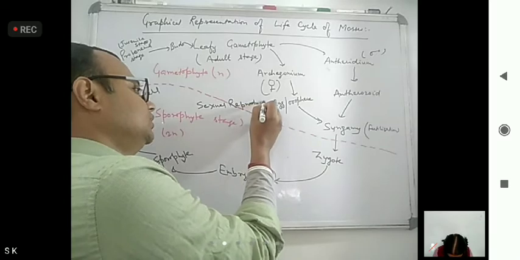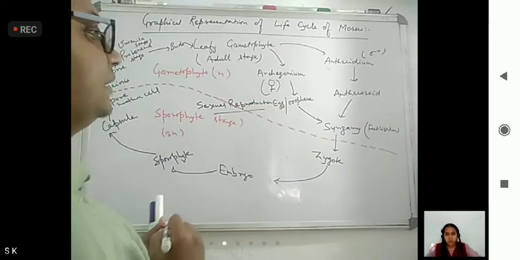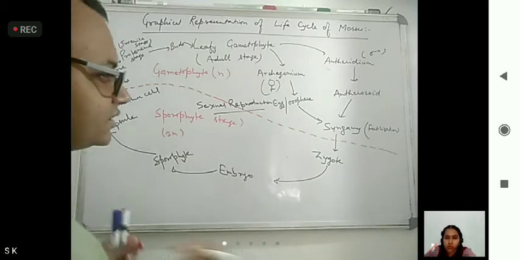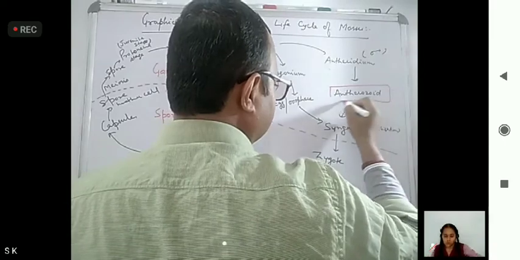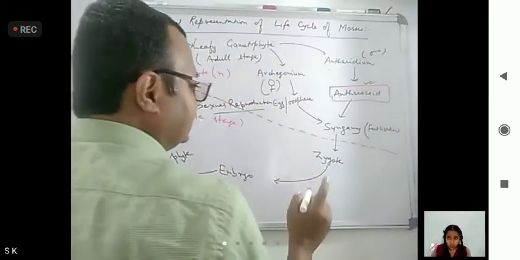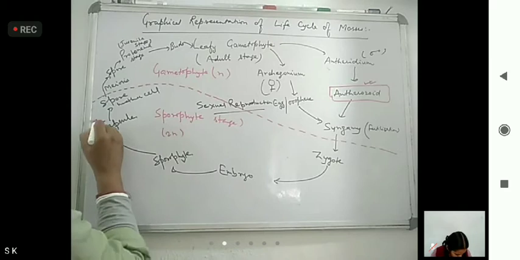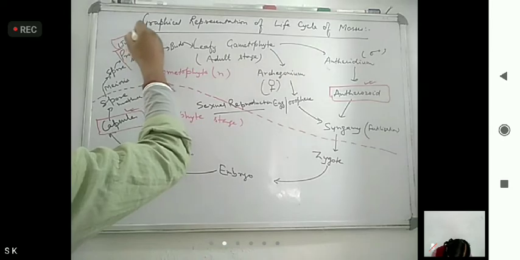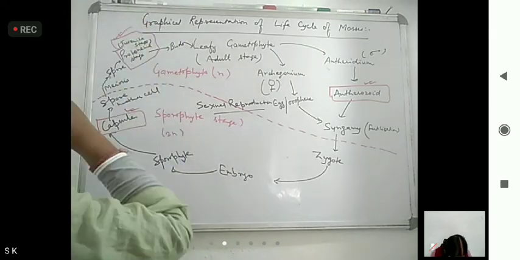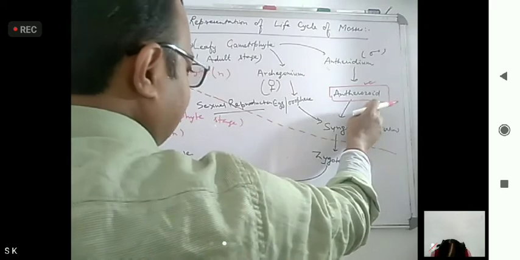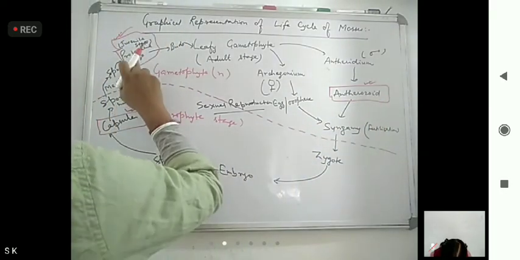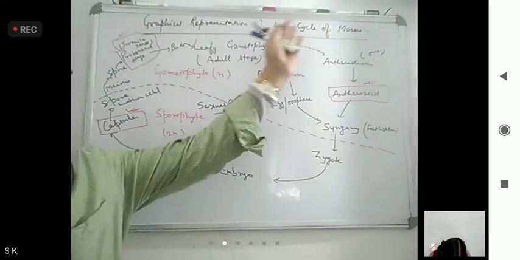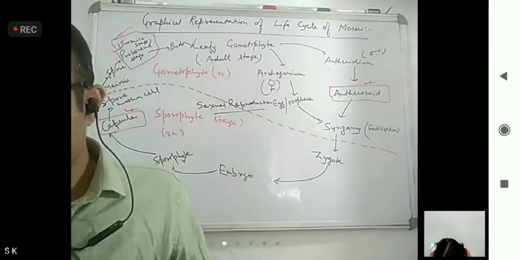Now many times I have seen this graphical representation in the medical exam. Here they remove something and ask to fill in the blank. They also remove the capsule, and they will ask fill in the blanks. They also remove the juvenile stage or protonema stage. So these three points, antherozoid, capsule and juvenile stage or protonema stage, you have to remember while seeing the graphical representation of life cycle of mosses.